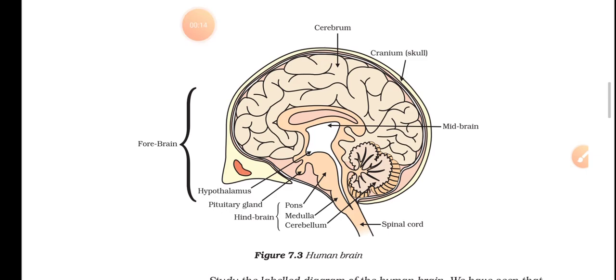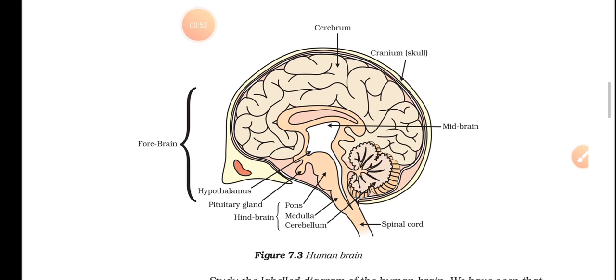Yes, students. So, in yesterday's lecture, we just started with the human brain. Let's see what exactly the human brain consists of. I told you yesterday that the human brain consists of three main parts: forebrain, midbrain, and hindbrain. I'll explain with the help of a diagram how exactly the human brain looks.